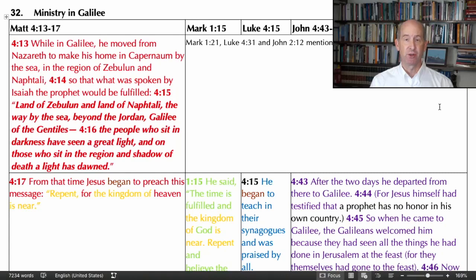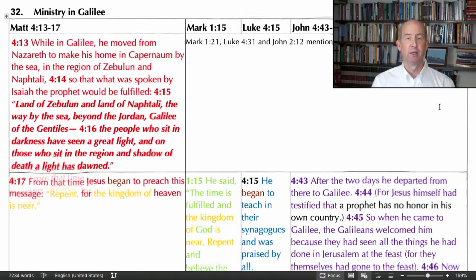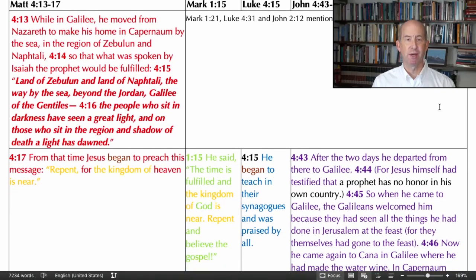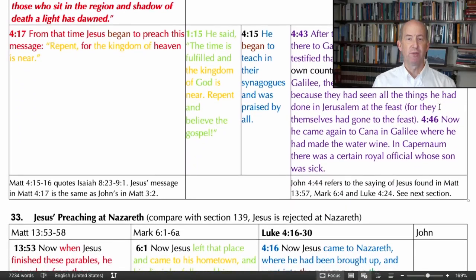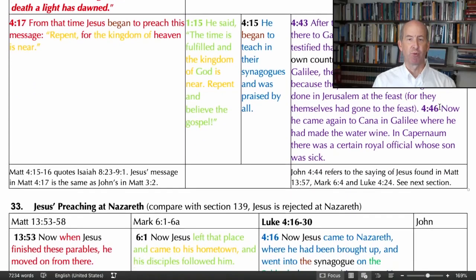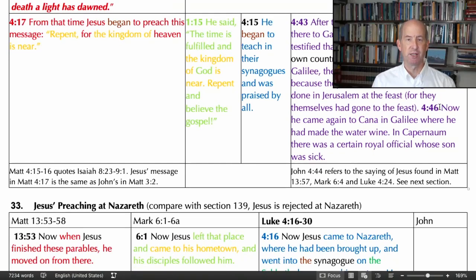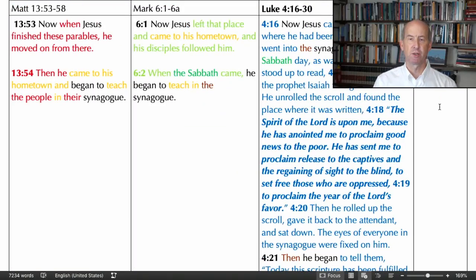Let's start with section 32, Jesus' ministry in Galilee. This is recorded in Matthew 4 and in Mark 1. As we go down the list, first note that Matthew has a lot of introductory material that isn't matched by the others. Then they all get going. Jesus began to preach the message, the kingdom of God is near. Then comes a long stretch in Luke chapter 4, where Jesus preaches in his synagogue and reads Isaiah 61 from the scroll and gets run out of town. That's not in the others.